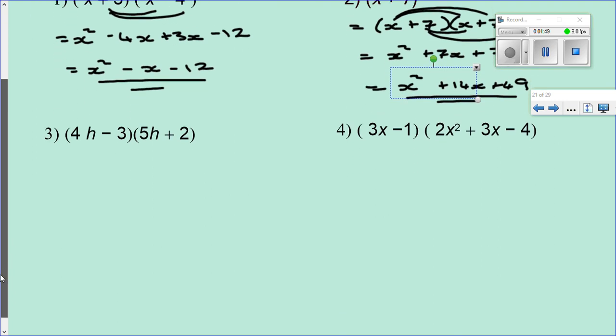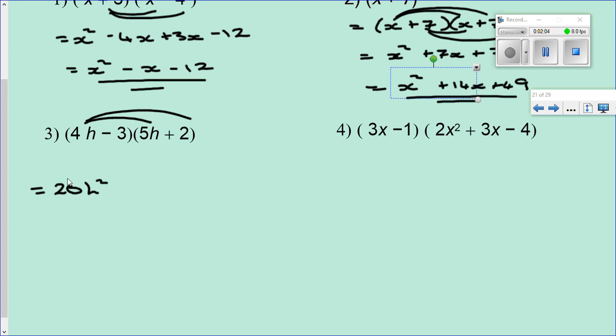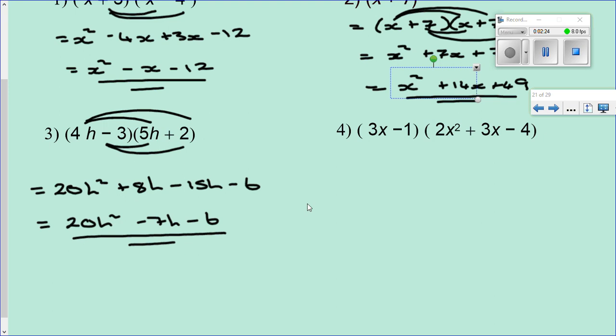Now, number 3, it's exactly the same process, but slightly more challenging values. So 4h times 5h, and then 4h times 2. So 4h times 5h is going to give me 4 times 5, which is 20, h times h, h squared. 4h times 2, 8h. Minus 3 times 5h, and then minus 3 times 2, we'll get minus 15h minus 6. So we'll have 20h squared minus 7h minus 6 as our final answer.